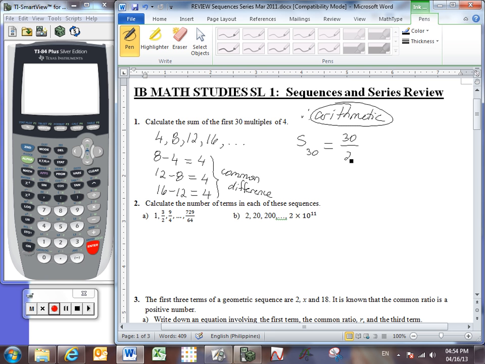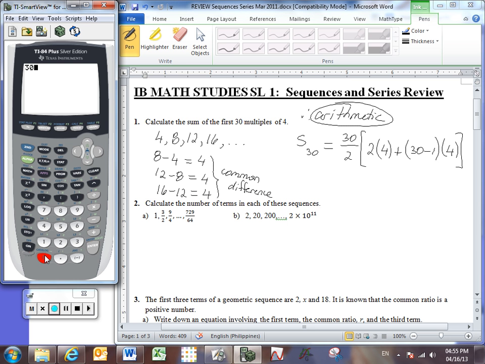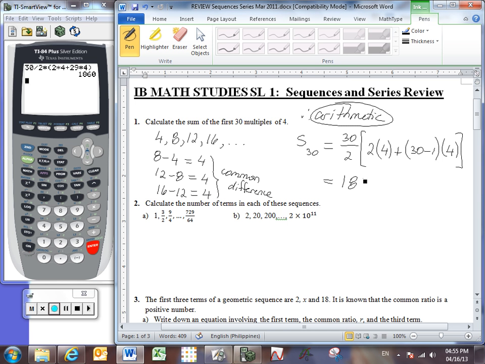So we've got 30 over 2 times 2 times the first term, which is 4, plus 30 minus 1, that's the n minus 1, times the common difference, which we can see is also 4. And if we put this into the calculator, 30 divided by 2 times 2 times 4 plus 29 times 4, we get an answer of 1,860. Question number 2.